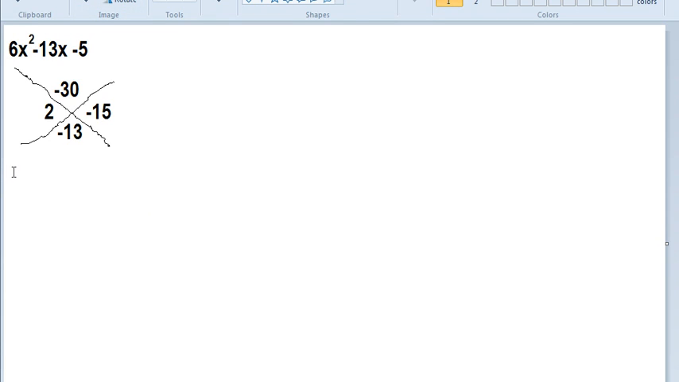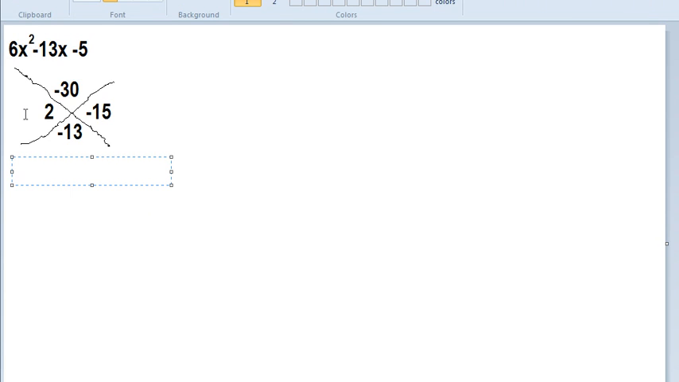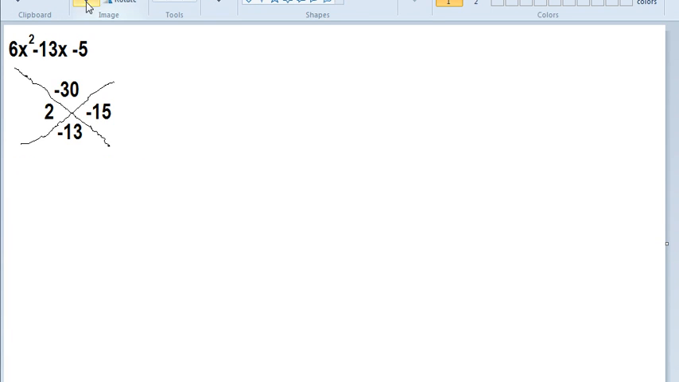Okay, always bring down this first term. I'm bringing down my 6x squared. Always bring down that first term. Then I'm also always going to bring down this last term. So I'm going to bring that down as well.